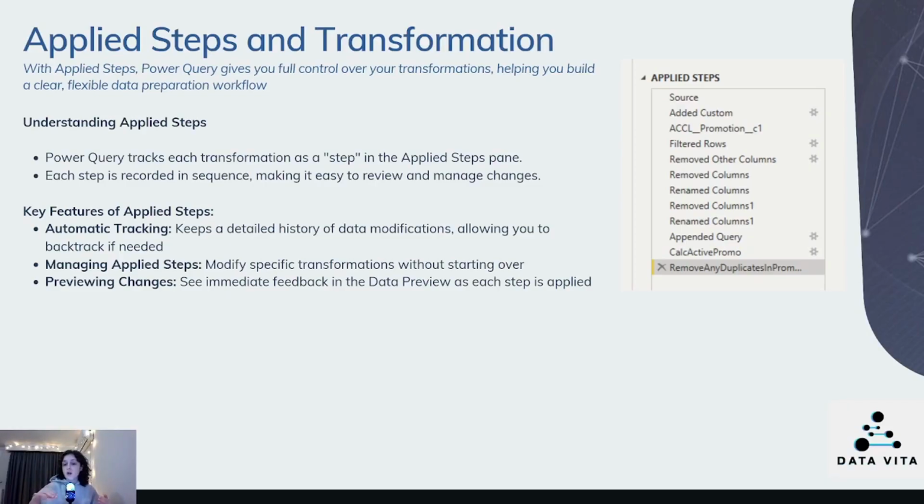For example, if you need to change only one thing, you can go to that step. Or if you want to remove a change, you can go to that step and remove it. No need to remove all steps and make them again. Key features of applied steps is automatic tracking. It keeps a detailed history of data modifications, allowing you to backtrack if needed. What I mentioned earlier, managing applied steps: modify specific transformations without starting over, and this is a very useful technique.